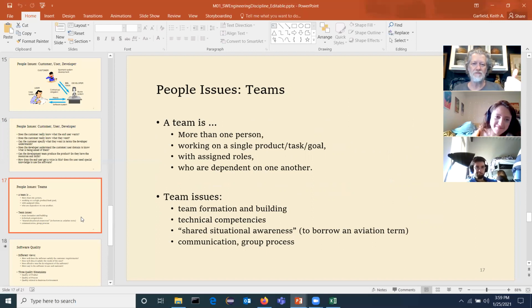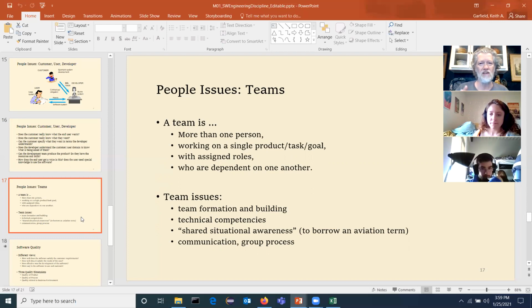Clearly more than one person, even though what's the slogan? Army of one? Even though Army of One, right? More than one person working on a single goal or task with assigned roles, dependent on one another. If any one of those things is missing, you don't have a team.